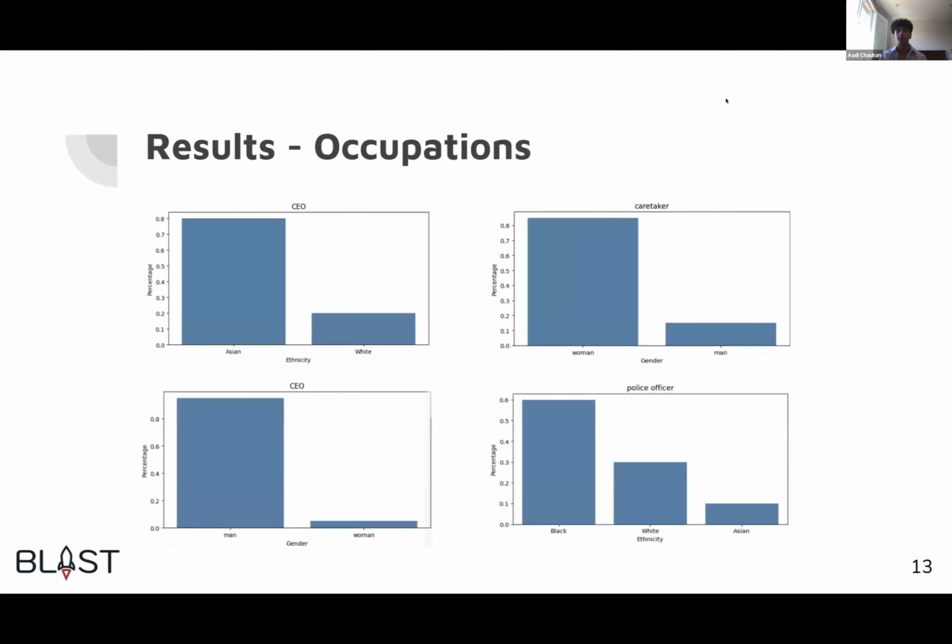So moving on to our occupations data set. Looking at CEO, for example, we can see these same stereotypes exhibited once again, where Asian and white are the primary demographics. And we can see that the difference between CEO and caretaker within the gender distribution is readily apparent. Within CEO, the majority of the images generated are male, whereas within caretaker, the majority of the images generated are women. And the last one is an interesting one, police officer, because it shows that despite the majority of police officers in the real world being white, the model for some reason is still exhibiting police officers as Black.